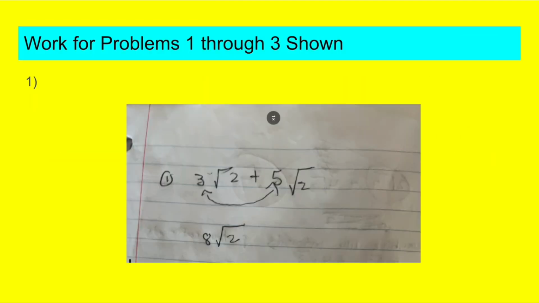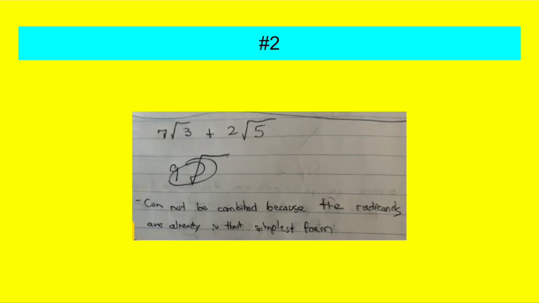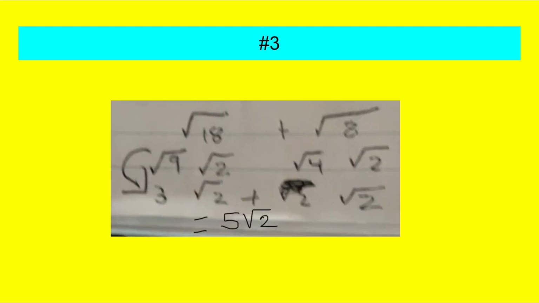All right, let's take a look at number 1. We have similar radicands. We just add the coefficients, 3 plus 5, giving us 8 radical 2. Wait a minute. We do not even have similar radicands in number 2, so it cannot be combined. You leave as is. Everything's in its simplest form. For number 3, you just factor out 18 and 8, and you end up with 5 radical 2.